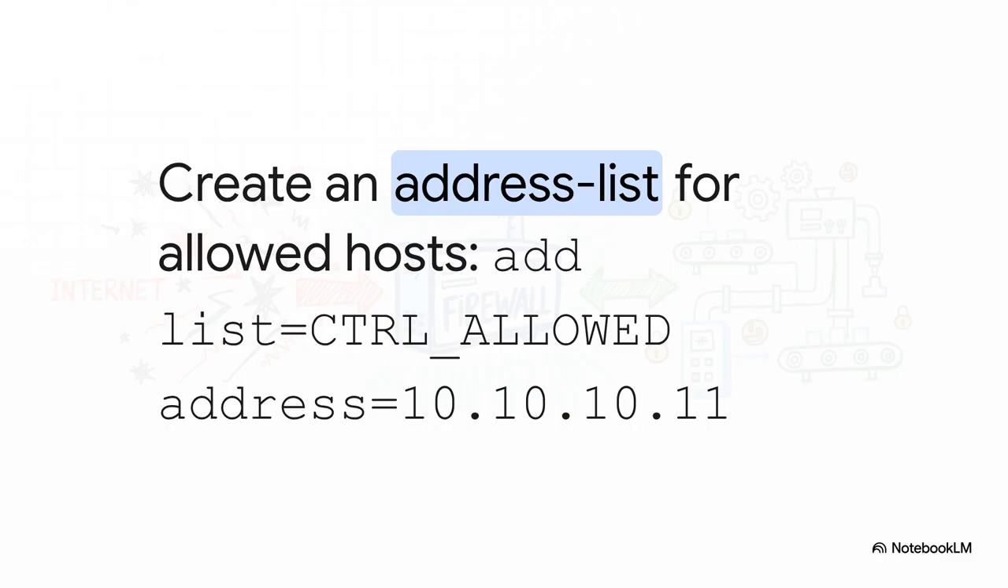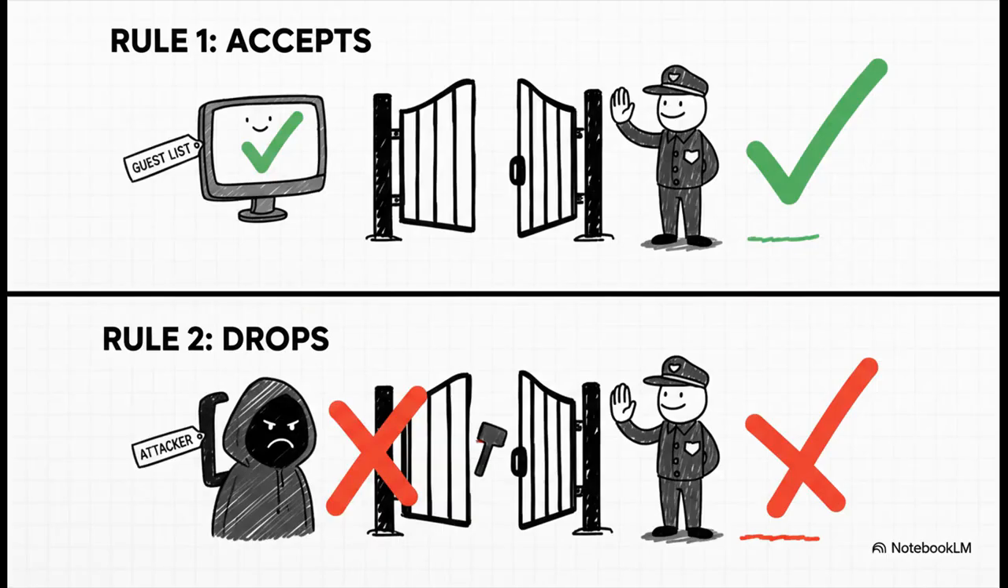And here's what that looks like in the real world on a router. We're literally just creating that guest list. We're calling it control_allowed, and we're adding the specific IP addresses of the computers that are actually supposed to be talking to the system. These are our only two VIPs. Now, we give our bouncer the rest of the rules. The first one says accept traffic if it comes from our VIP guest list and it's trying to go to the Modbus port. But that second rule, the drop rule, that's the hammer. That tells the router to just throw away any other connection attempt. If you're not on the list, you don't get in.